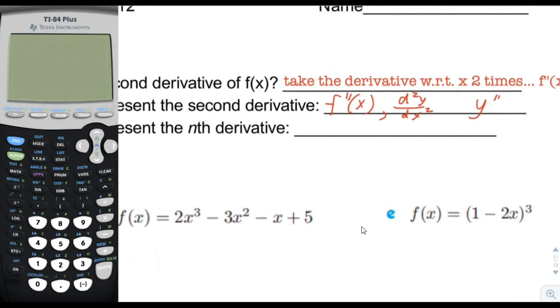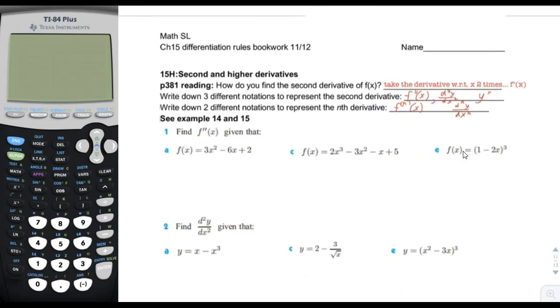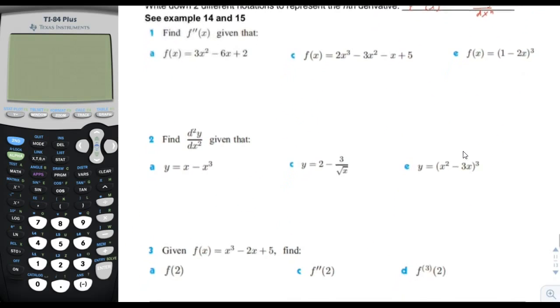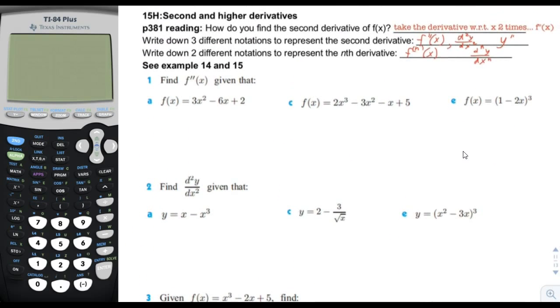Okay, so here we got these 2 examples. One is f to the n, so instead of having a bunch of dashes here, we're just going to put an n in parentheses, which means n dashes. And here we have the dn, instead of d squared, we have d to the nth y dx to the n. Okay? Alright. Okay, there's examples 14 and 15 in the book.